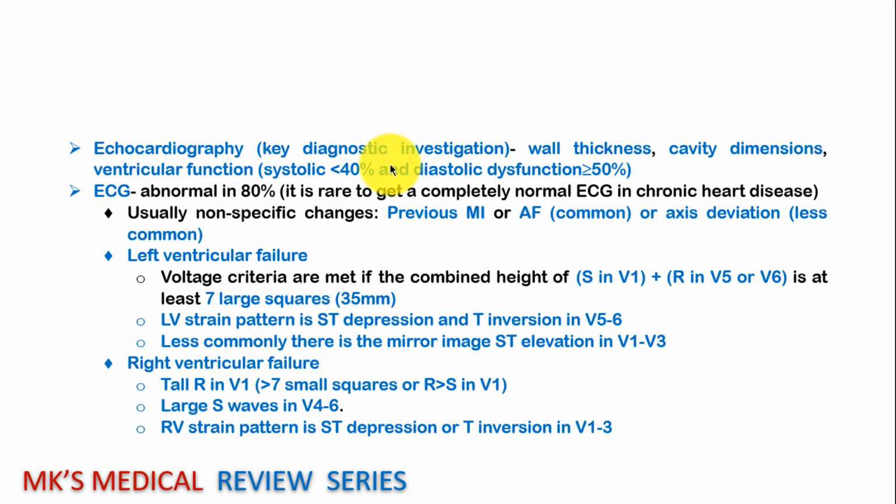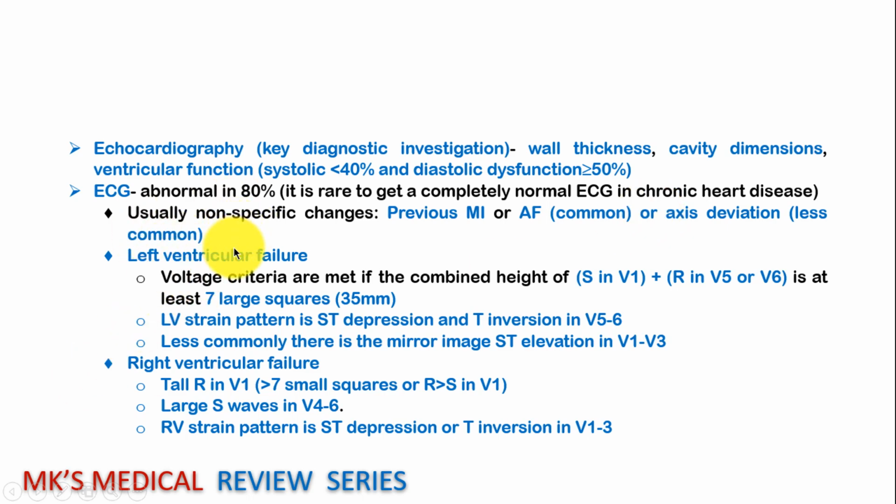Then, of course, you may order an electrocardiograph, which may be abnormal in 80% of the patients. So it is rare to actually get a completely normal ECG in a chronic heart failure patient. So there are some non-specific changes, like changes that may point you towards a myocardial infarction or atrial fibrillation. You may get some axis deviation, which is less common. Then you may get features of left ventricular failure.